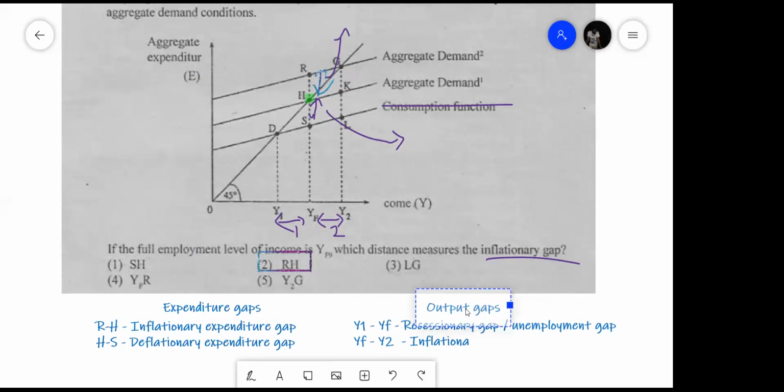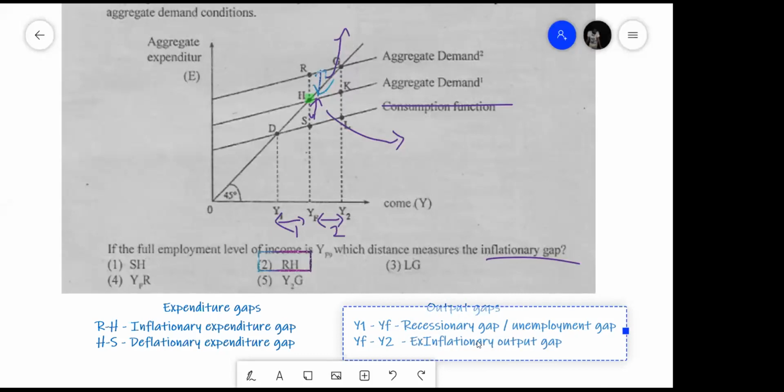So this you can either call it expansionary. Yes, I think that is also correct, but I'll recheck that. But it's usually called an inflationary output gap. Whoever told me expansionary, are you 100% sure? I can't remember if that word can be used. Is it there in the note?